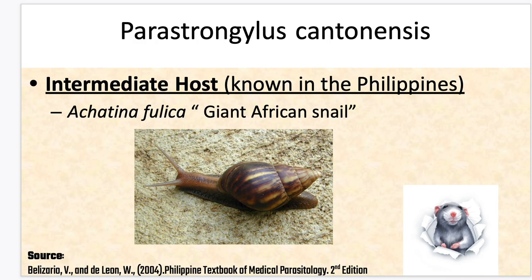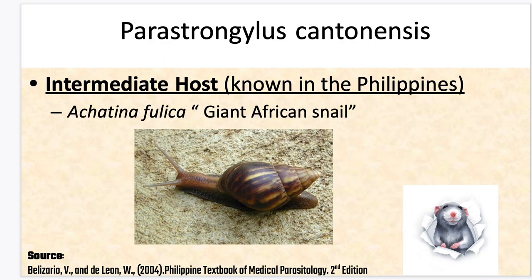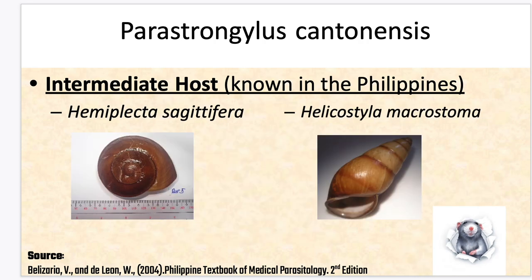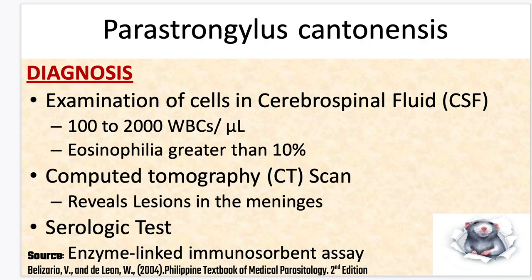So, your intermediate host, ito yung mga intermediate host na makikita sa Pilipinas. So first is your giant African snail or Achatina fulica, your Hemiplecta hagitifera, and your Helicostyla macrostoma, your Vaginulus plebeius, and your Vernicella altae.